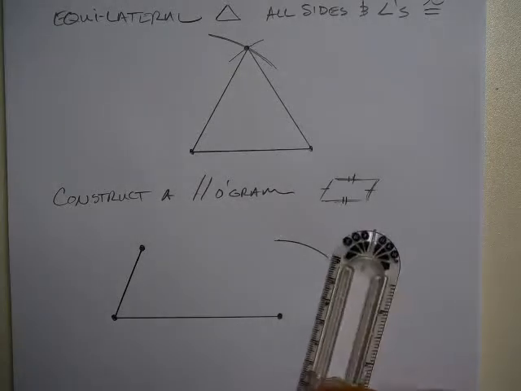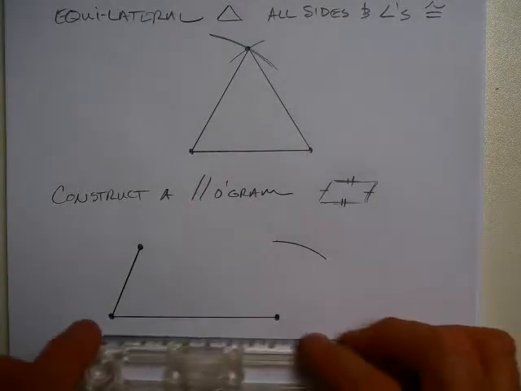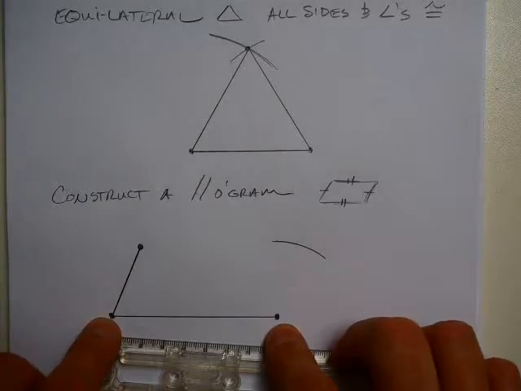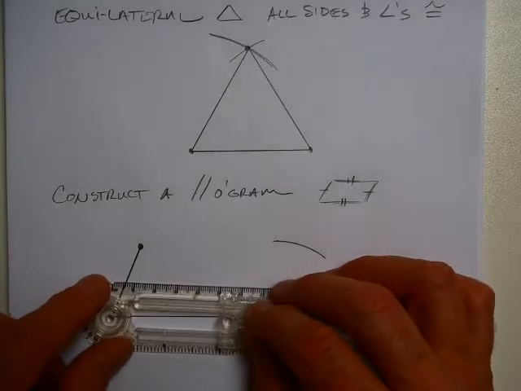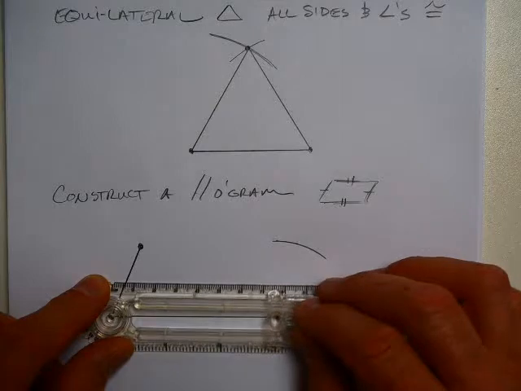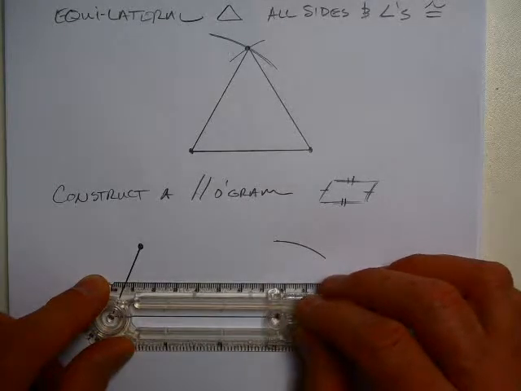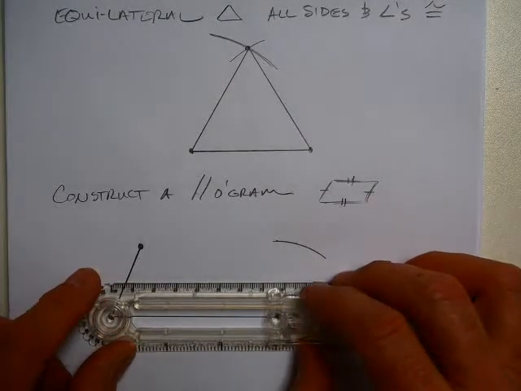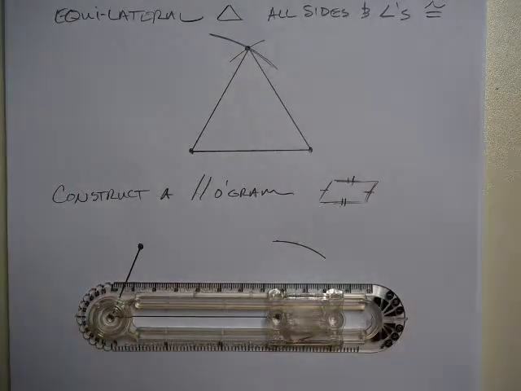So the next thing I'm going to do is I'm going to measure the length of this line. So I'm going to put my eyeball in that vertex there that we started with, and I'm going to get this point in there. Get that measured up.